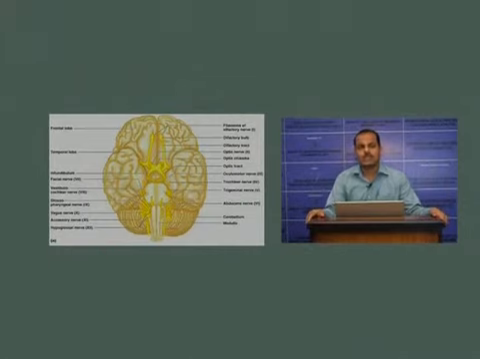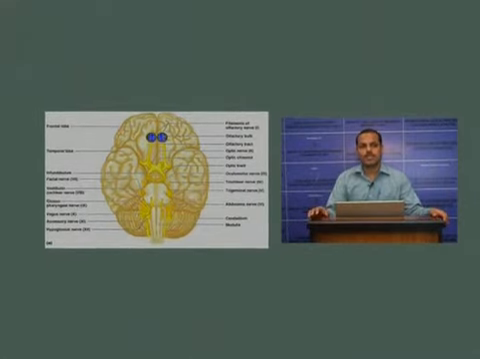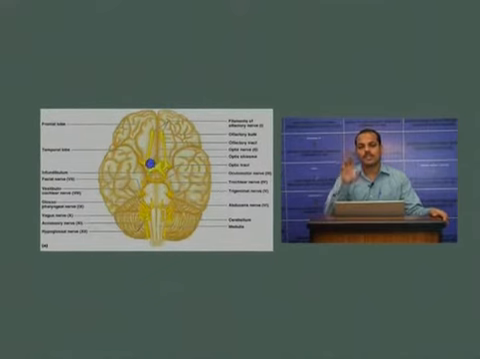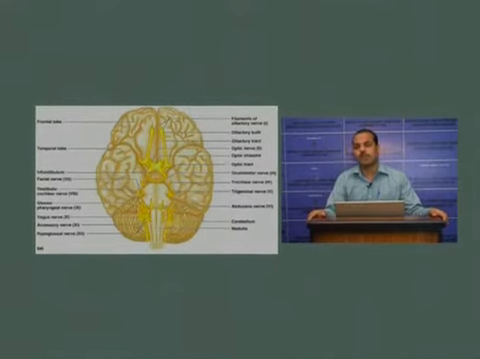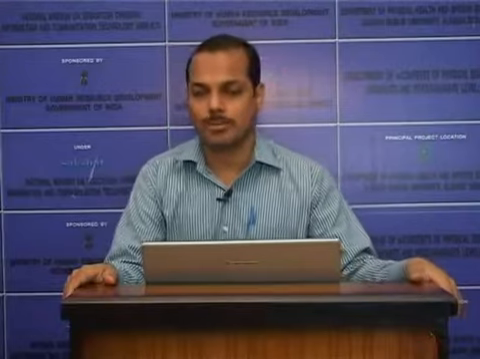Now, we can classify the cranial nerves into 3 types, depending upon whether it is a motor nerve, a sensory cranial nerve, or a mixed nerve. Sensory cranial nerves contain only afferent or sensory fibers. There are 3 sensory cranial nerves: cranial nerve number 1, the olfactory nerve, cranial nerve number 2, the optic nerve, and cranial nerve number 8, the vestibulocochlear nerve. These contain only sensory or afferent fibers.